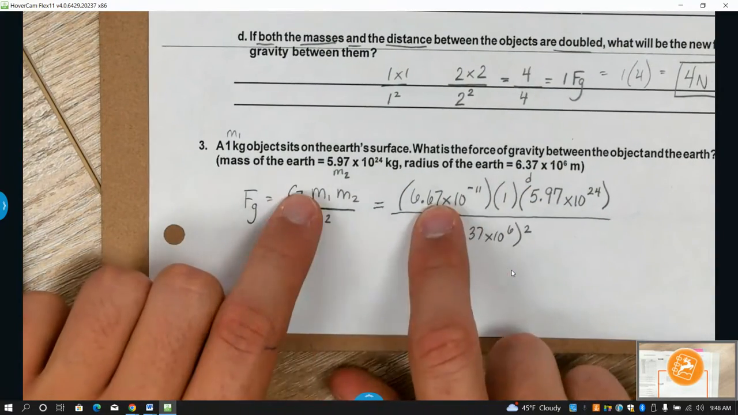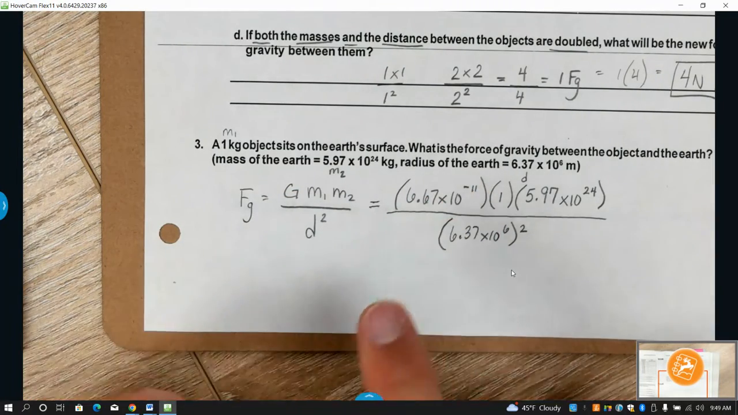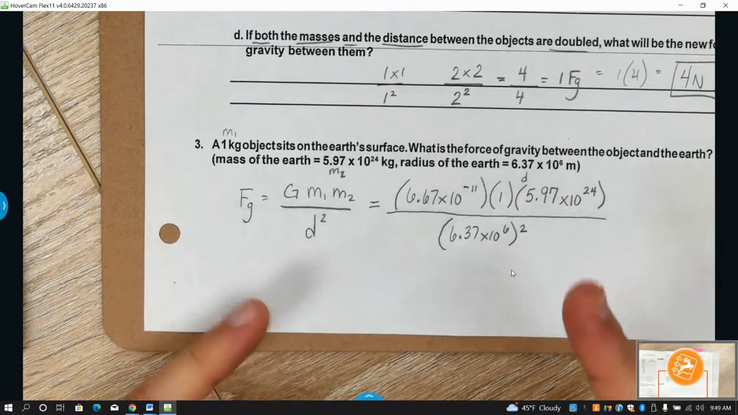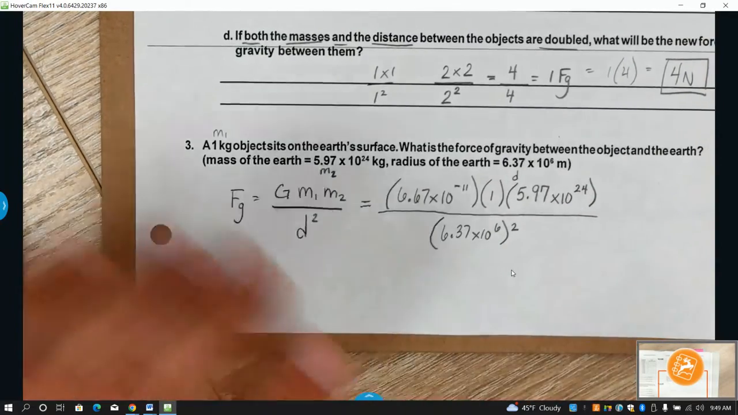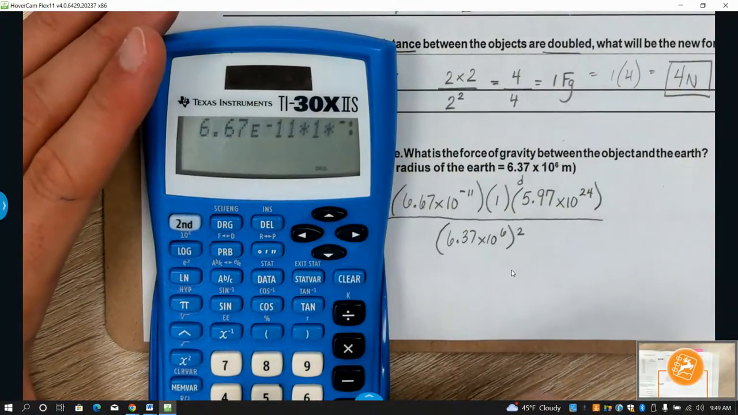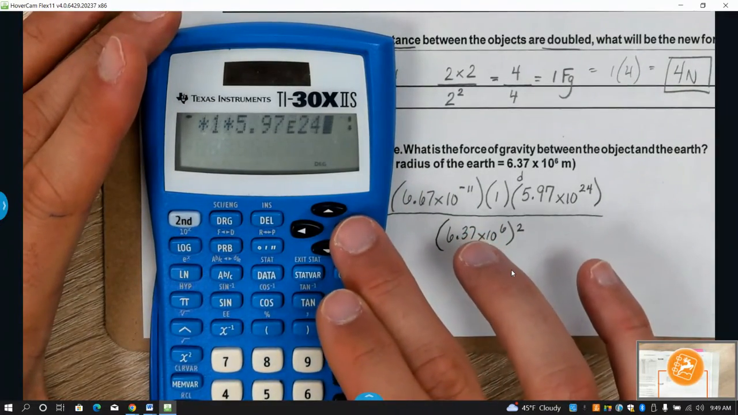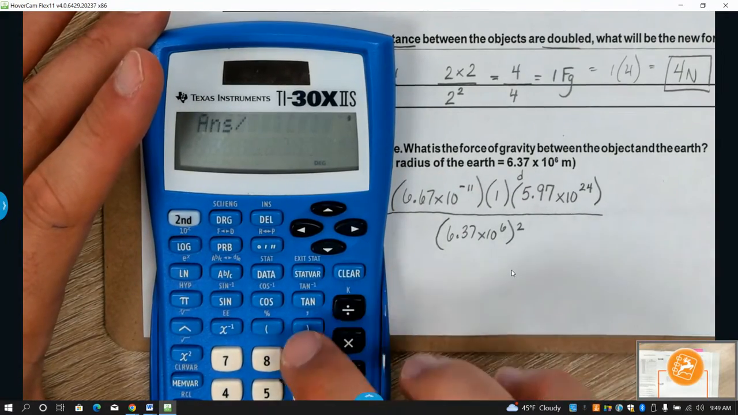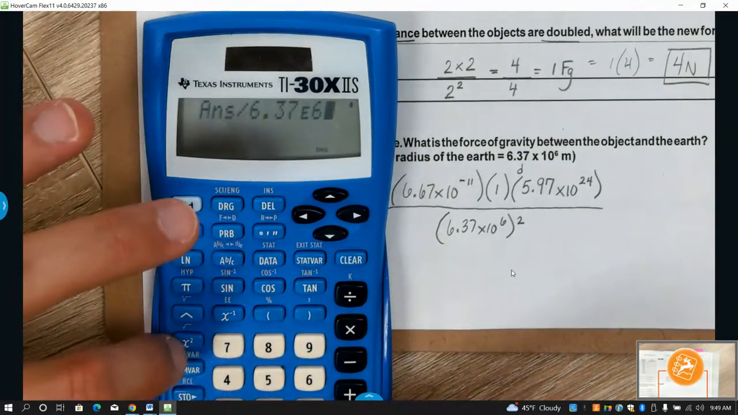So that's why it's on the bottom. Big G is this constant value of 6.67 times 10 to the negative 11th. It would be Newton meters squared over kilograms squared. Mass in kilograms here, mass in kilograms here, over meters, and that is squared. So again, 6.67 e negative 11 times 1 times 5.97 e to the 24th, divided by 6.37 e to the 6th squared.